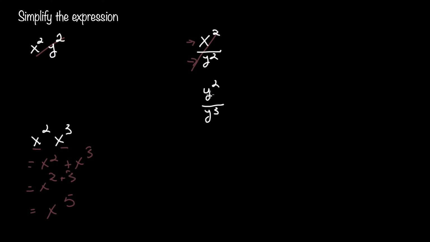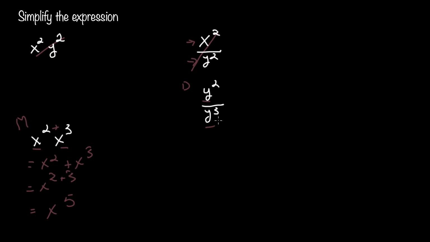Now we have y raised to the second power divided by y raised to the third power. Y and y are the same variable, so we can simplify this expression. And remember, in multiplication, we're adding exponents, but in division, we're subtracting exponents. So what does that mean? As long as the variables or the base are the same, we can subtract exponents when we're dividing.